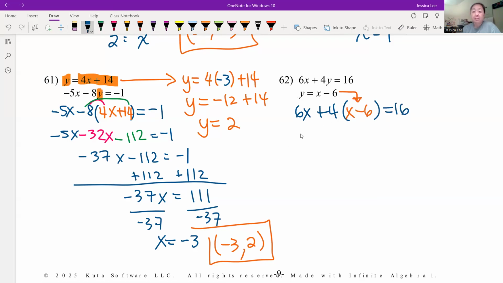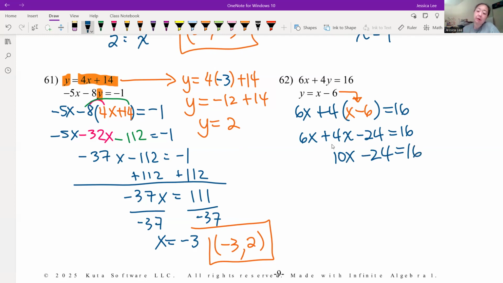All right, again, we've seen these kind of equations before. Please refer to previous day one problems. 4 times x is plus 4x. 4 times minus 6 is going to be minus 24 is equal to 16. 6x plus 4x is 10x. Minus 24 is equal to 16.